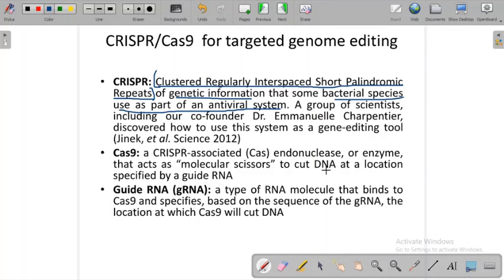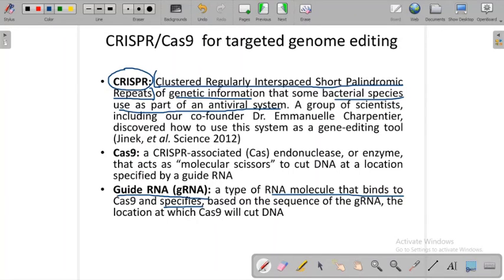Okay, so what happens when a bacteriophage makes an attack on the bacteria? The bacteria use these CRISPRs to recognize that foreign RNA molecule. They remember that RNA molecule like an immune response or memory. So what do they remember? They remember the guide RNA, the type of RNA molecule that binds to the Cas9 protein and specifically cleaves that RNA molecule.